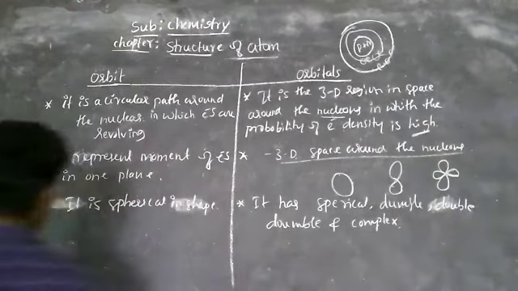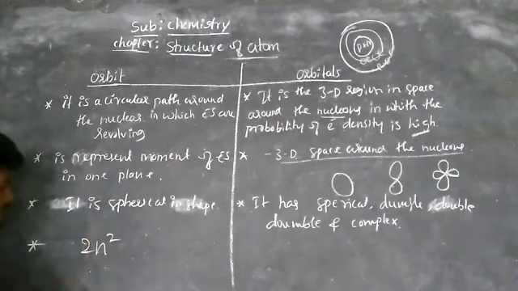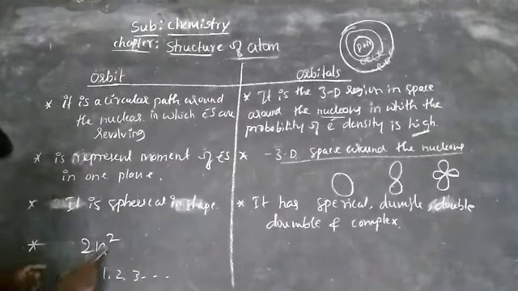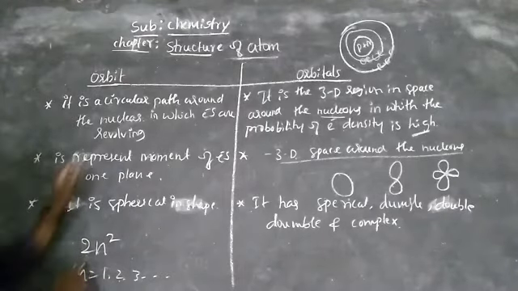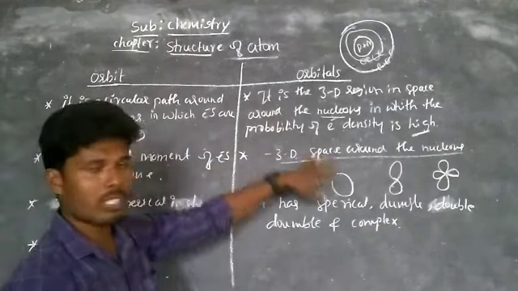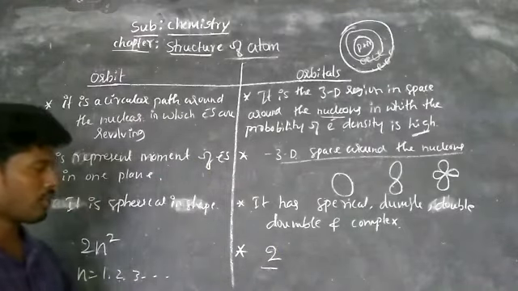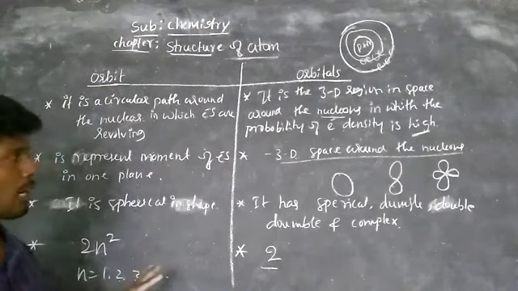Then the fourth one, the maximum number of electrons in an orbit is 2n square, where n is equal to 1, 2, 3, and so on. Means if n is equal to 1, 1 square is 1, so 2 electrons only. If n is equal to 2, 2 square is 4, into 2 is 8, so 8 electrons. Like that, the number of electrons in the orbit is calculated using 2n square, and similarly the number of electrons in the orbital is always 2 only. Okay, this is the difference between orbit and orbitals.